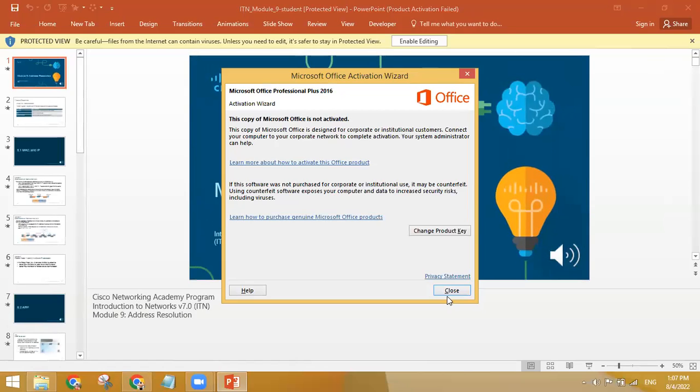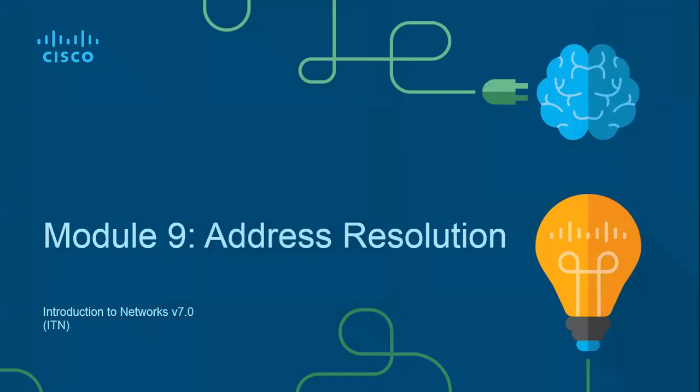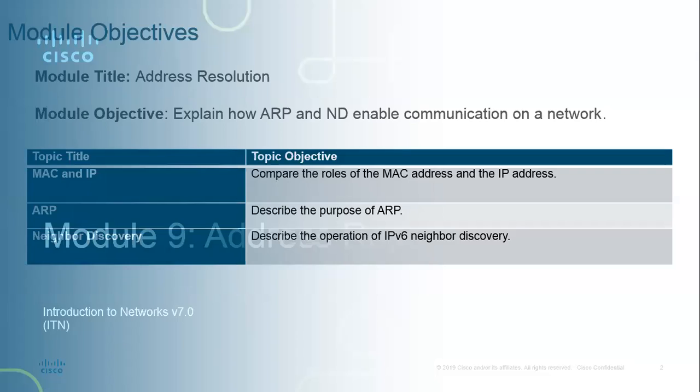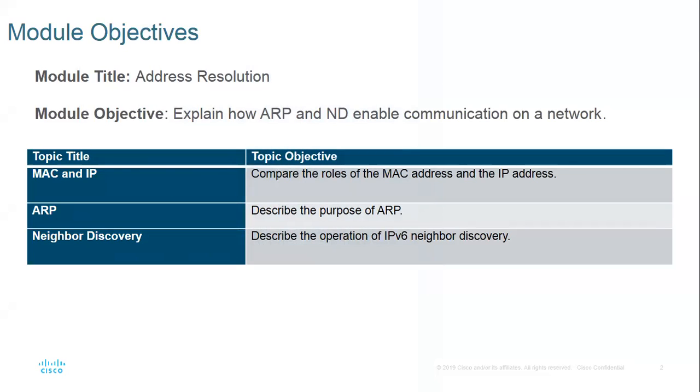The recording is still running. This module will address the access protocol, address resolution protocol, or ARP. This module's objective is to explain how ARP for IP version 4 and neighbor discovery for IPv6 work, mainly to compare the roles of MAC addresses and IP addresses, and to describe the purpose of ARP and the operation of IPv6 neighbor discovery.